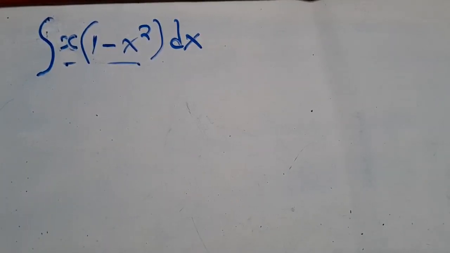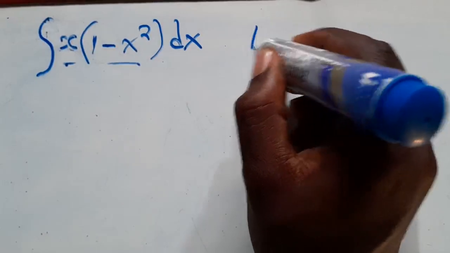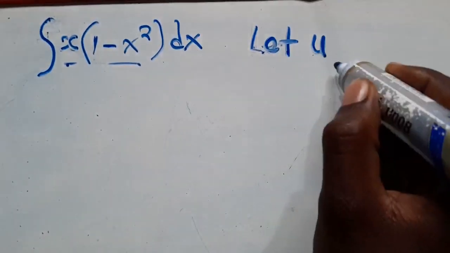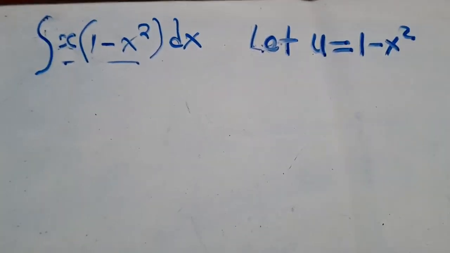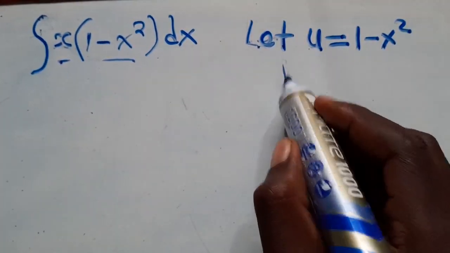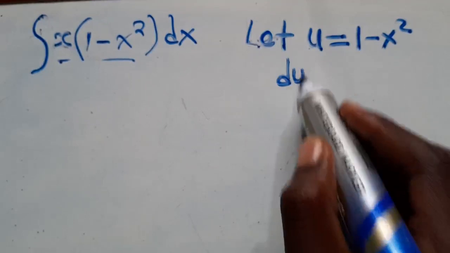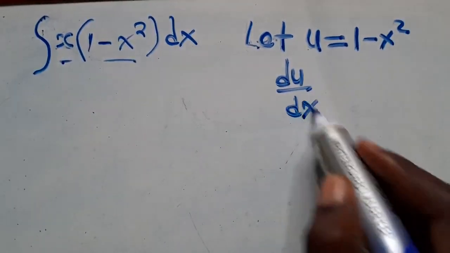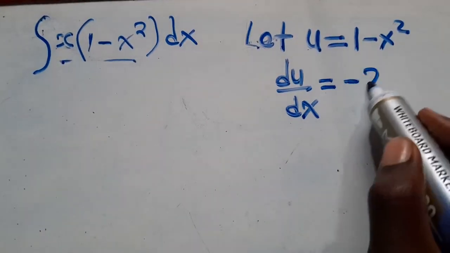This is what you need to get and understand. So you say let, I'm going to write it here, let u be equal to 1 minus x squared. Then differentiate that. You are differentiating du with respect to x. So du dx, which is equal to that, you just get negative 2x.